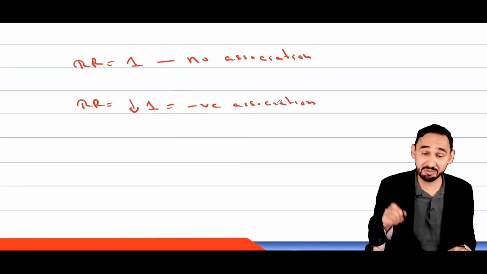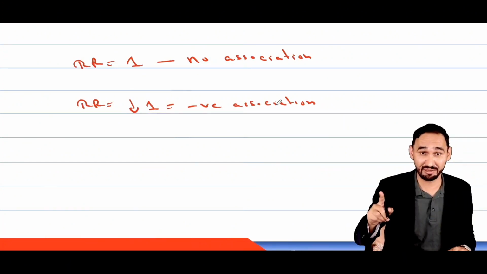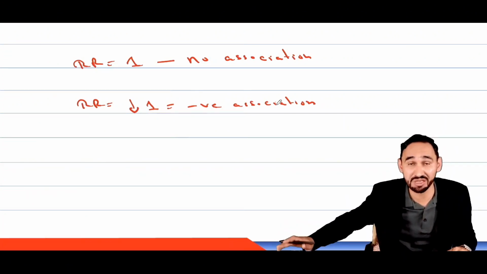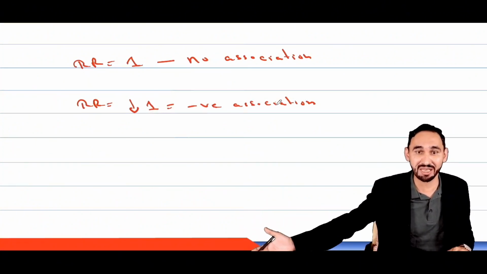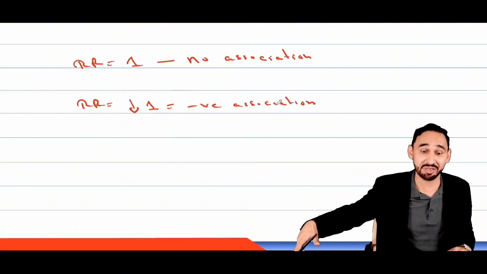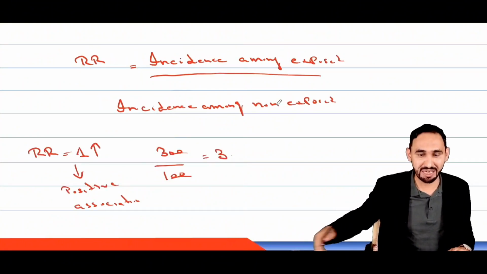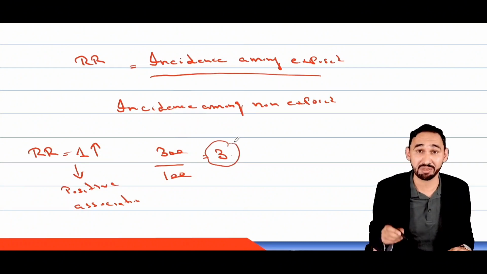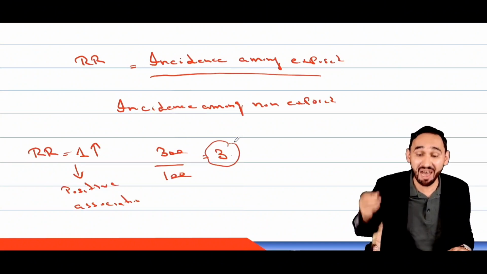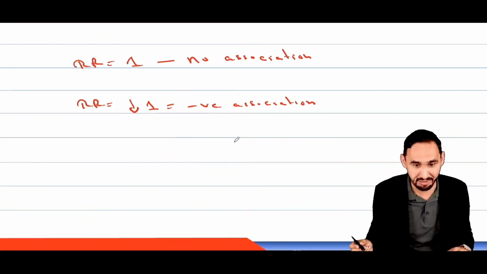So how will we interpret? Remember, 1 indicates no association, greater than 1 positive association, lesser than 1 negative association. So in our study, relative risk is 3. We can say that there is positive association between smokers and disease, or between risk factor and outcome. It causes the disease.